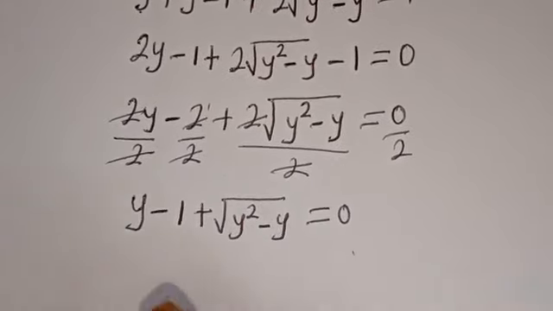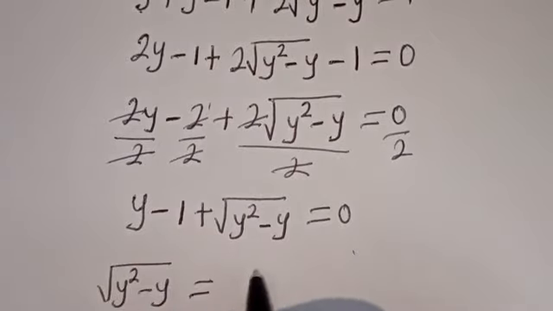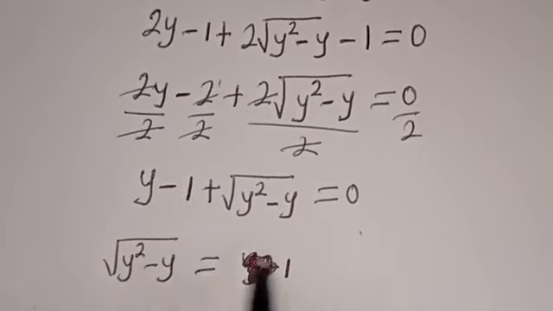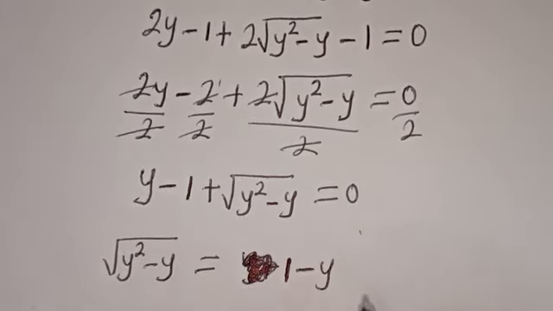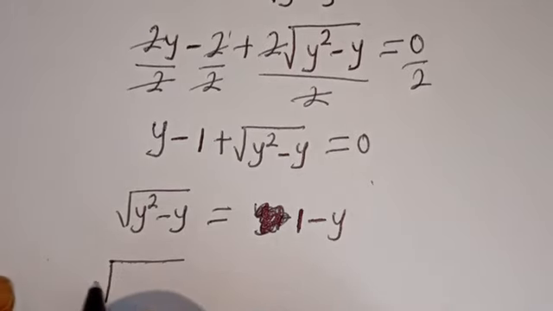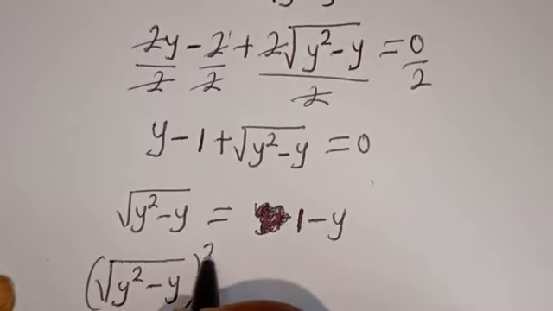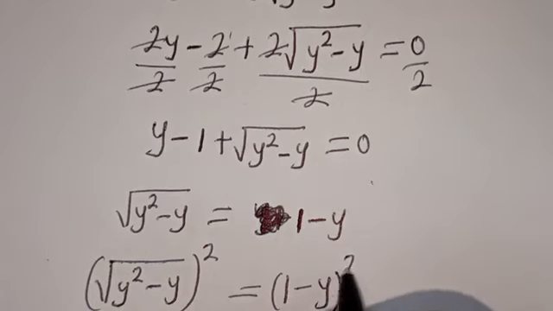Then here we have square root of y squared minus y is equal to minus y plus 1. Minus 1 will become plus 1, then plus y will be minus y. Now let's square both sides of this equation again. We have square root of y squared minus y, all squared, is equal to 1 minus y, all squared.